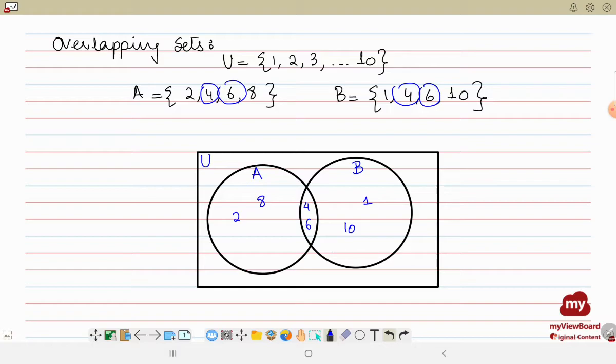Now where will the other elements go? Let's say 1, 2, 3. 3 will lie over here. It is a part of the universal set. 4, 5. 5 will lie over here. 6, 7. 7 will also be here. It will be inside the rectangle but outside the circles. Again 9 will lie over here, right? So 1, 2, 3, 4, 5, 6, 7, 8, 9, and 10. So all elements are done, right? So overlapping sets are those sets in which something is common, and that common portion will lie in both of these sets. Okay, let's do another part.